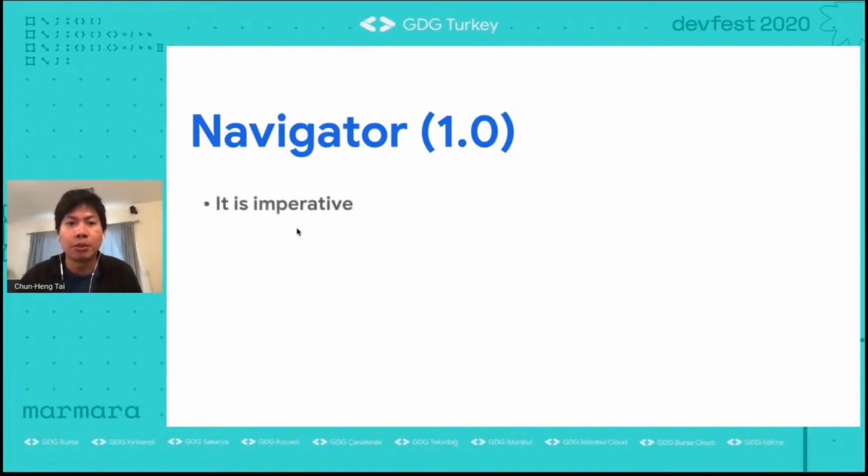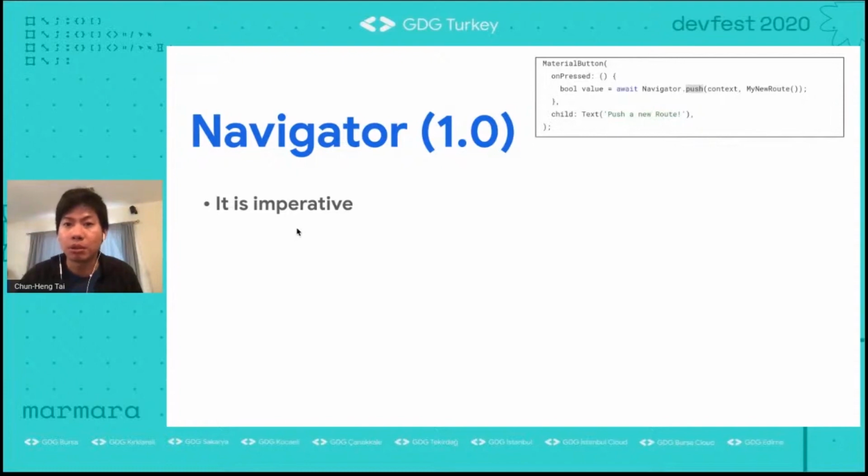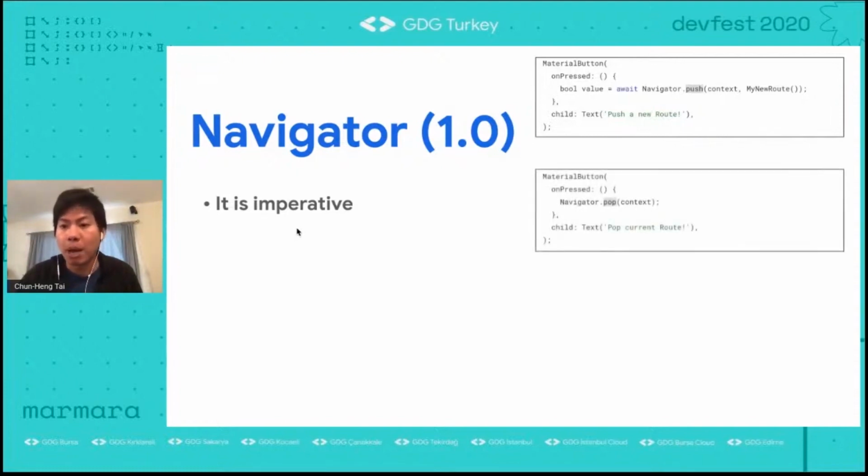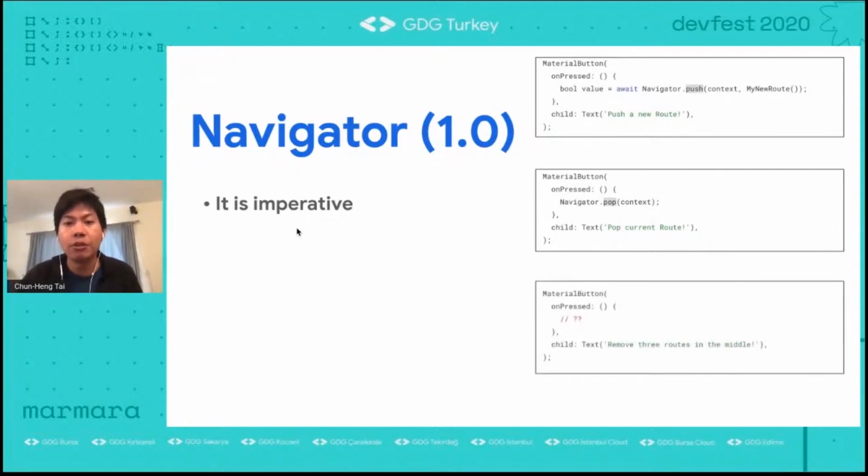First, it is imperative. The imperative means that instead of taking a list of routes to display on the content, it uses some imperative API such as navigator.push to push a new route, or navigator.pop to pop the current route off. So they provide this API to modify the route stack. But this becomes an issue when users try to use a more complicated use case. For example, if users try to remove routes in the middle of a route stack, there's currently no way to do it.